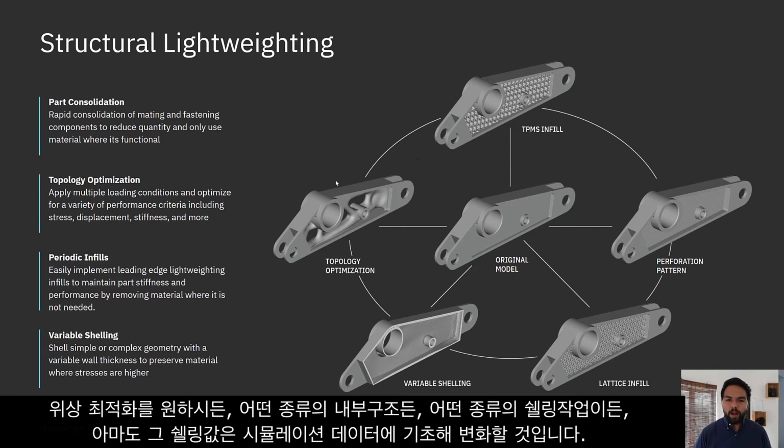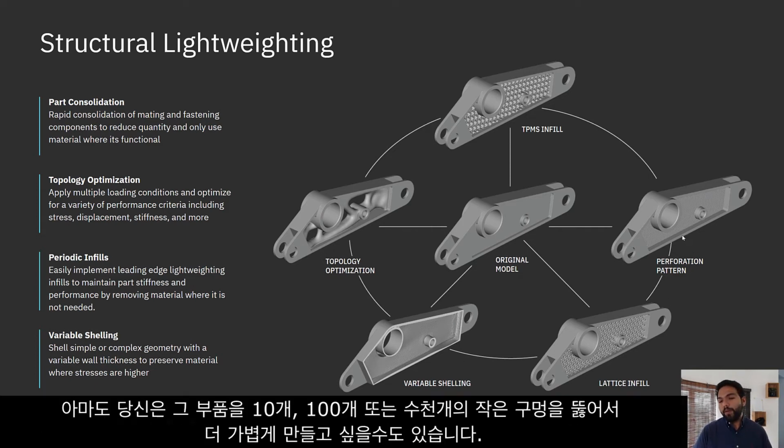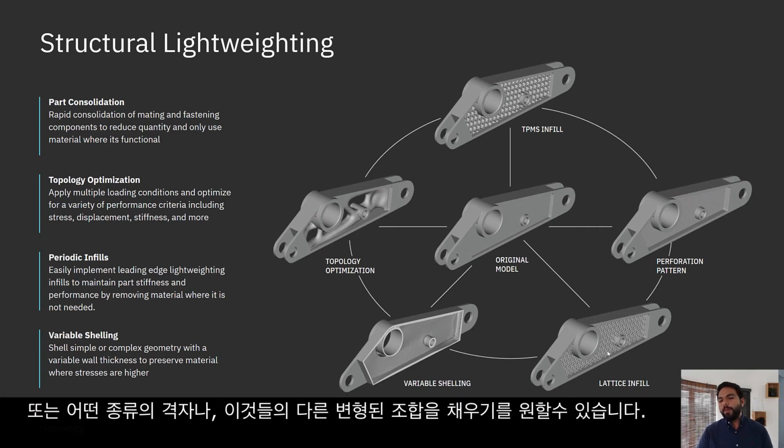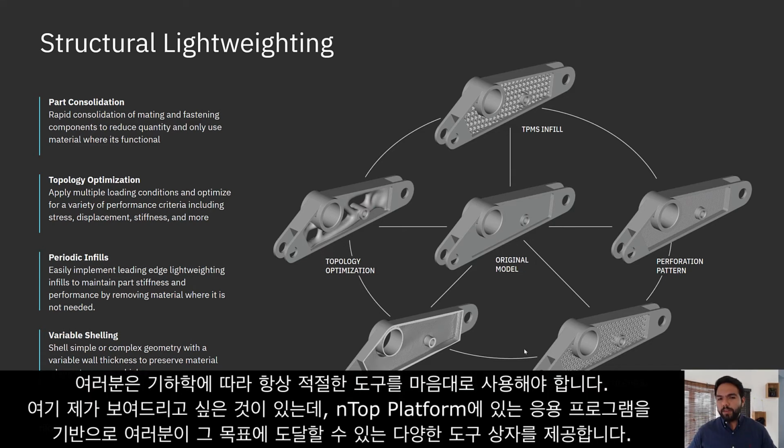Whether you want to do topology optimization, some type of infill, some type of shelling operation. Maybe that shelling is variable based off of simulation data. Maybe you want to perforate the part with 10, 100 thousands of small holes to make it lighter, or some type of lattice infill, and combinations of different variations of these. You always have the right tools at your disposal based on your geometry here, is what I'd like to show.